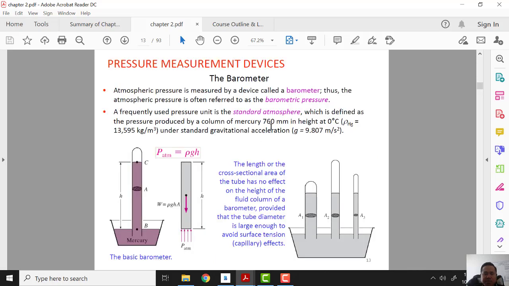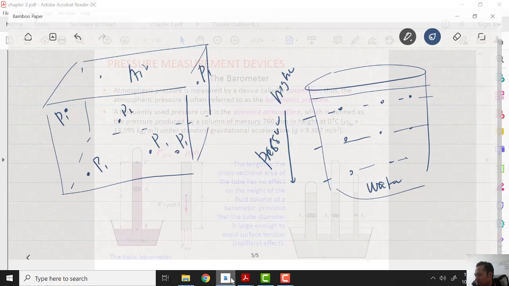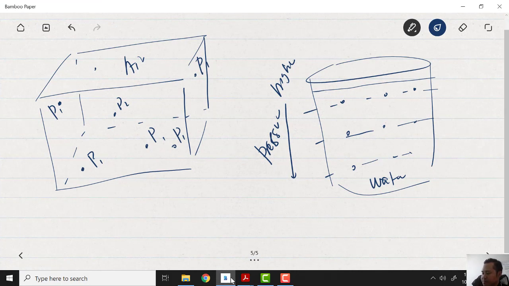Now we'll look at a pressure measuring device. This is the barometer, which you learned in physics. A barometer contains mercury in a cup, and then we have a cylinder. If you are measuring pressure in a fluid, you must remember P equals rho g h. This is the equation I'm using. This pressure we call gauge pressure.